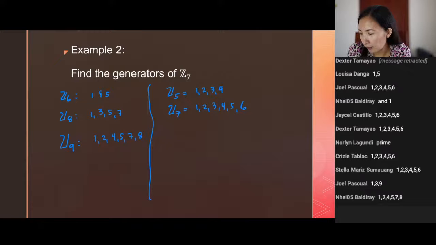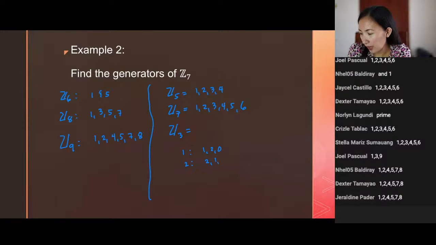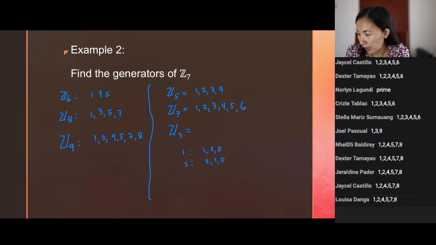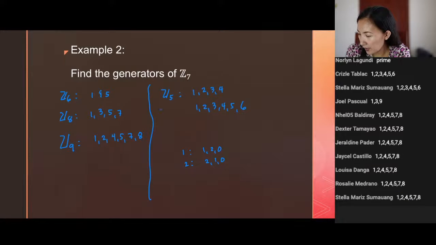So, para obvious na, kapag Z sub 3, what will generate Z sub 3? Sige nga, Z sub 3, di ba? Si 1, kasi 1, 2, 0. Okay? Si 2, 2, okay? 1, and 0, di ba? Nothing more, kasi Z sub 3, tatlo lang elements niya. So, please do not use equal sign dito. This is for Z sub 5, the generators are 1. And this is for Z sub 7.